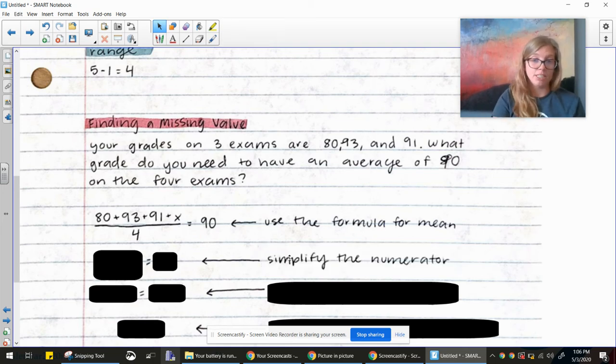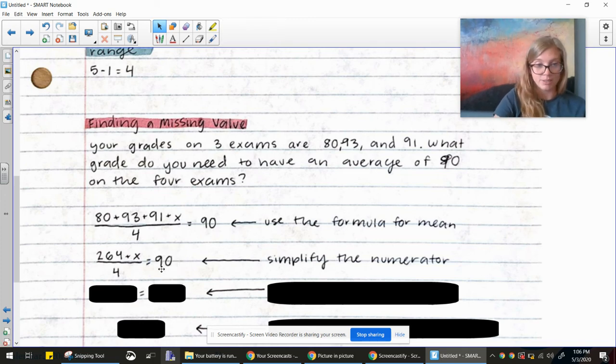The next thing that we're going to do is simplify the numerator. So that means we're going to add together 80 plus 93 plus 91, because these are like terms. That gives us 264 plus X over 4 equals 90.